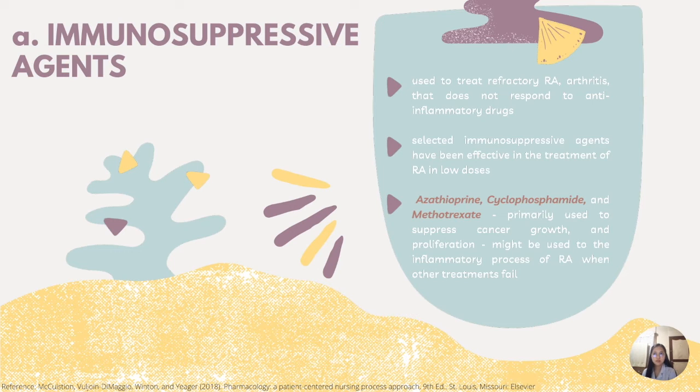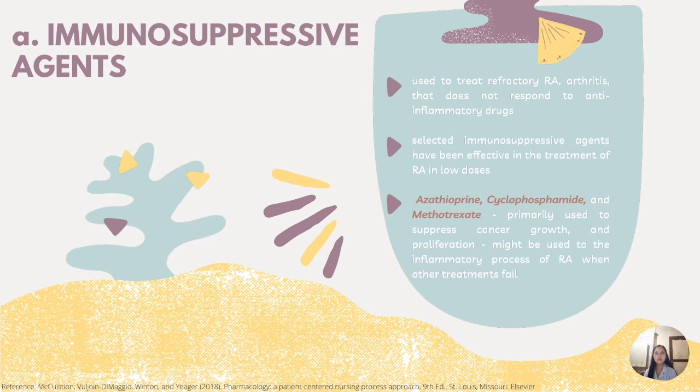Under the DMARDs includes the immunosuppressive agents. Immunosuppressives are used to treat refractory rheumatoid arthritis that does not respond to anti-inflammatory drugs. In low doses, selected immunosuppressive agents have been effective in the treatment of rheumatoid arthritis. Drugs such as azathioprine, cyclophosphamide, and methotrexate, which are primarily used to suppress cancer growth and proliferation, might be used to suppress the inflammatory process of rheumatoid arthritis when other treatments fail.